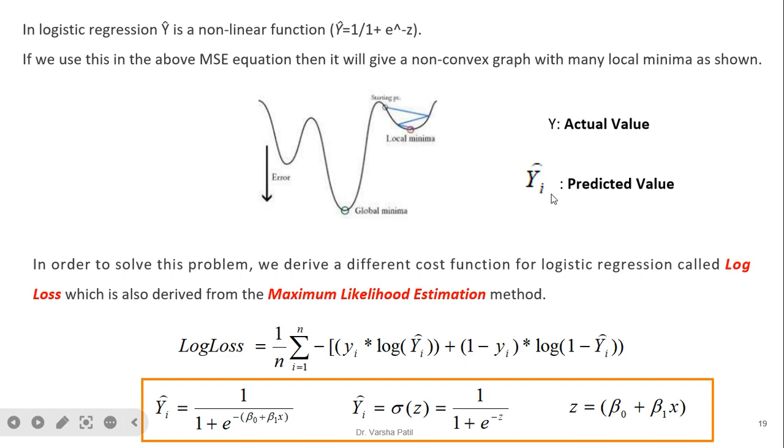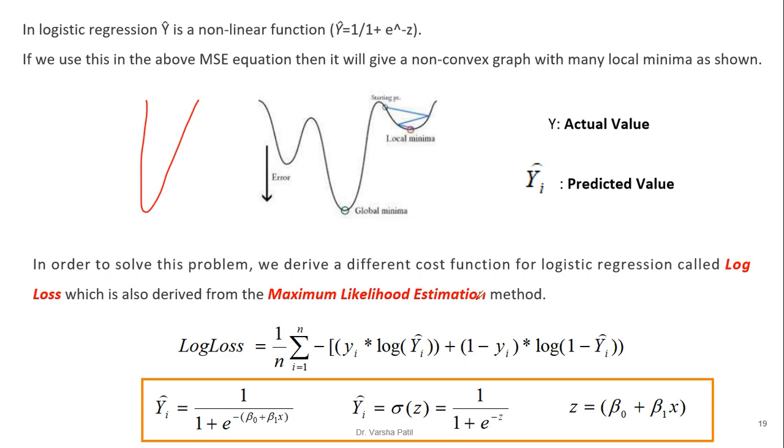So when we use the mean squared function with a non-linear function, it will create a problem. So we require a function which is convex in shape and has one global minima, so that there are no chances of local minima.